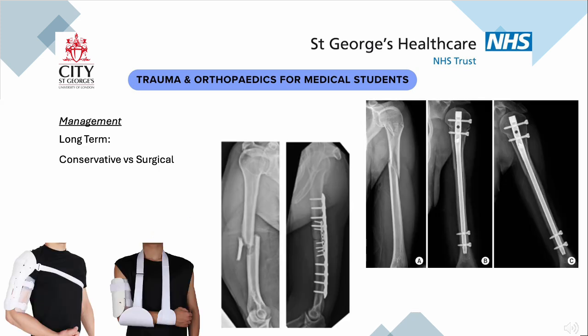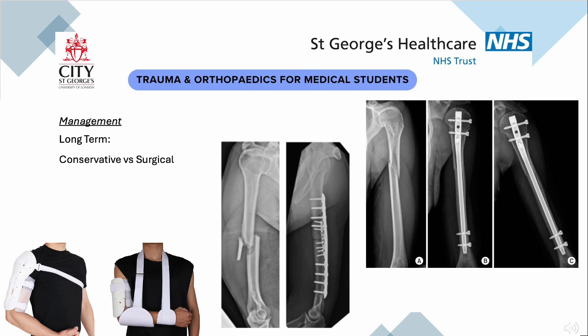The management of humeral shaft fracture can be either conservative or surgical. The conservative form is a lighter weight version of the humeral brace, which immobilizes the fracture. The downside of this is that the patient may have to be in this for up to 3 months.